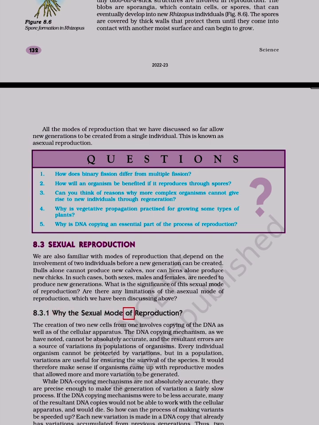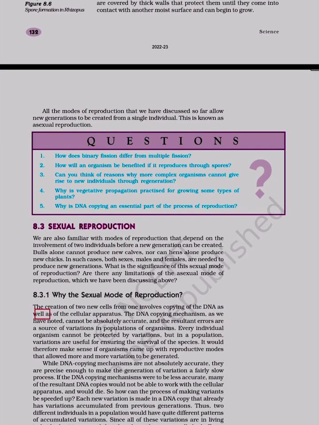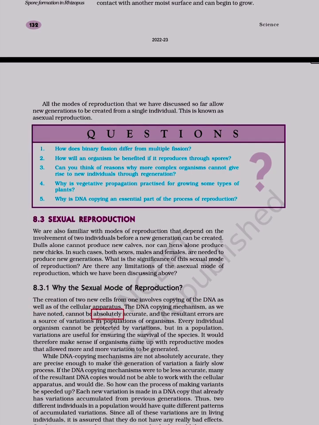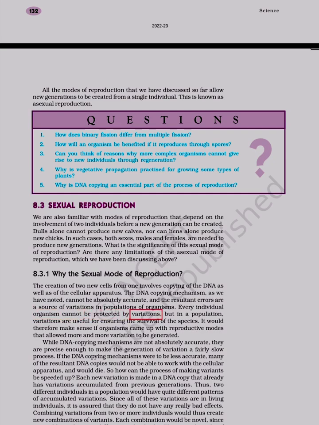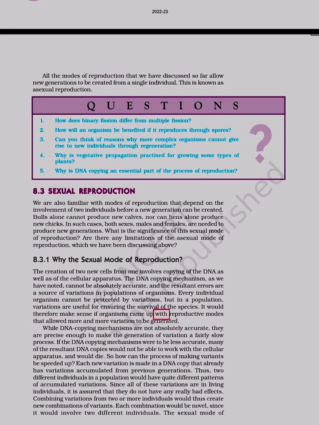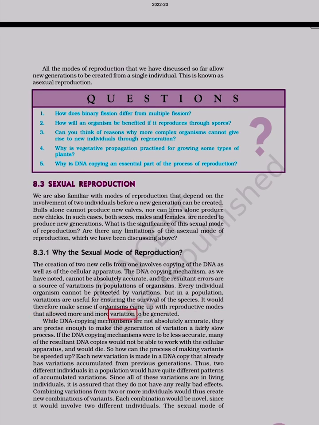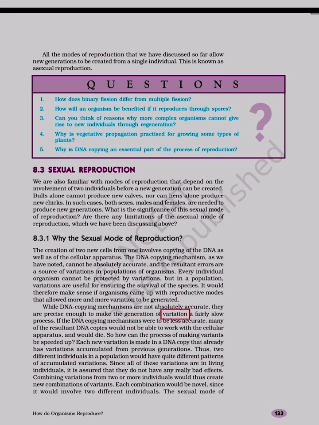8.3.1 Why the sexual mode of reproduction? The creation of two new cells from one involves copying of the DNA as well as of the cellular apparatus. The DNA copying mechanism, as we have noted, cannot be absolutely accurate, and the resultant errors are a source of variations in populations of organisms. Every individual organism cannot be protected by variations, but in a population, variations are useful for ensuring the survival of the species. It would therefore make sense if organisms came up with reproductive modes that allowed more and more variation to be generated. While DNA copying mechanisms are not absolutely accurate, they are precise enough to make the generation of variation a fairly slow process.